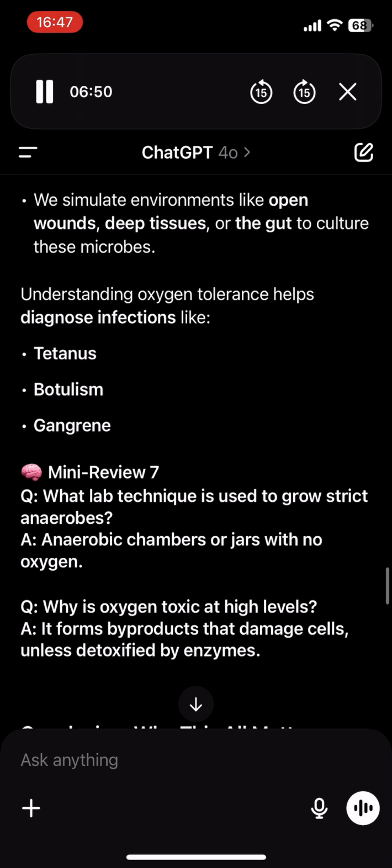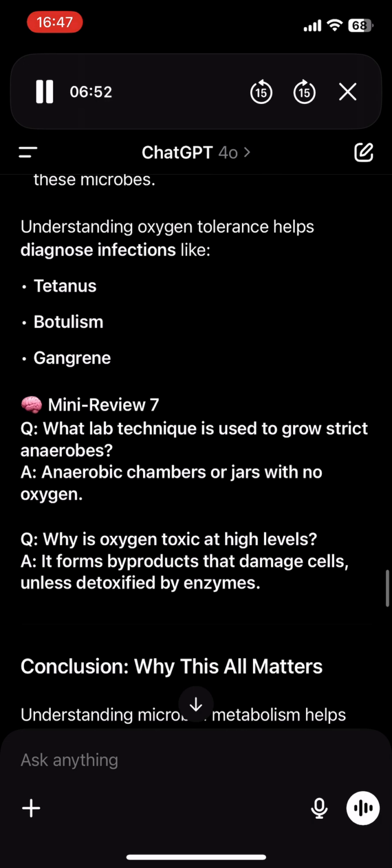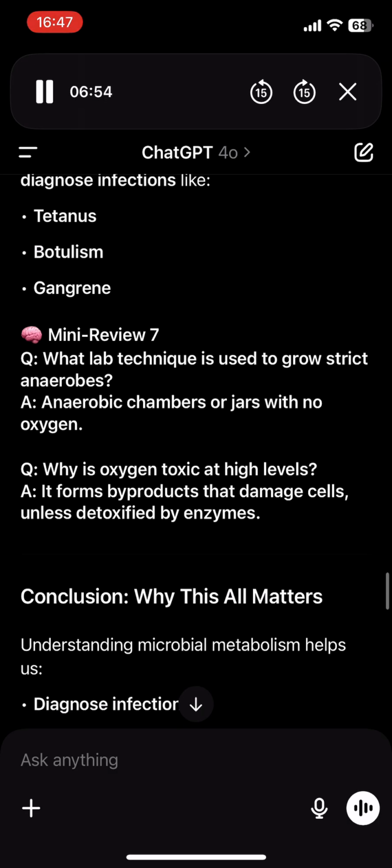Mini Review 7. Q. What lab technique is used to grow strict anaerobes? A. Anaerobic chambers or jars with no oxygen. Q. Why is oxygen toxic at high levels? A. It forms byproducts that damage cells unless detoxified by enzymes.